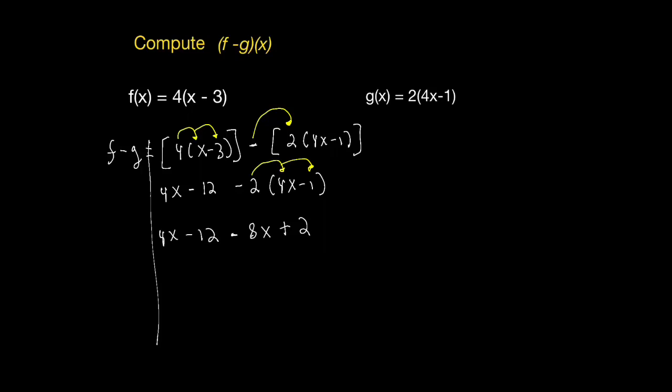So combining like terms, we get the x's grouped together. 4x minus 8x is negative 4x. And then finally negative 12 plus 2 is negative 10. And that would be f minus g.